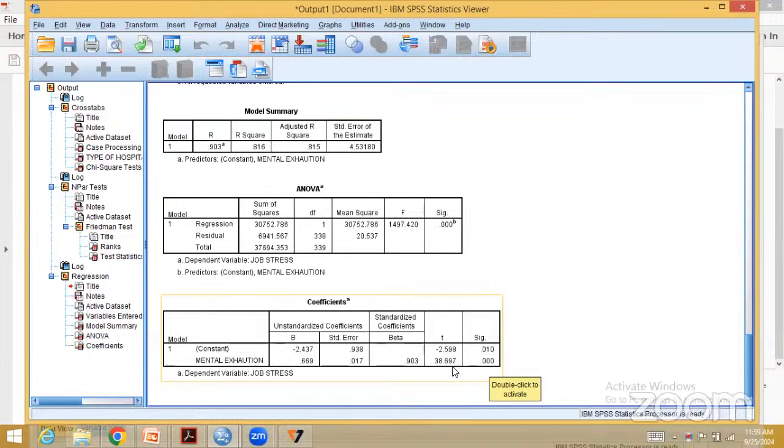What is our interpretation? Mental exhaustion positively affects job stress by 0.669, which means if mental exhaustion is increased by 1 unit, automatically the job stress is increased by 0.669. There is a positive relationship between these two. So the null hypothesis is rejected and we accept the alternative hypothesis that there is a strong positive relationship between mental exhaustion and job stress.